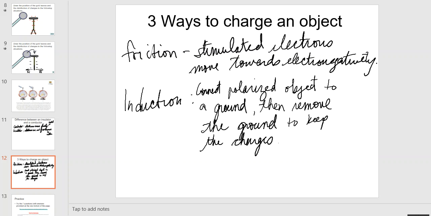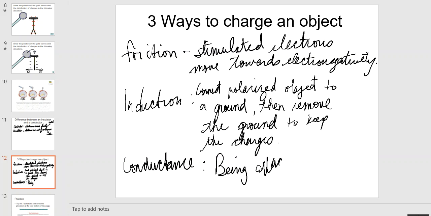All right, and the third way of charging an object, someone said it. Conductance, yeah. And that's by literally being attached to something that has a charge, okay? So being attached to something that has a charge.